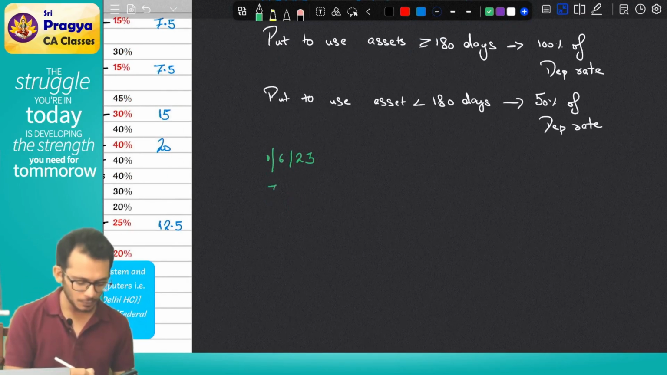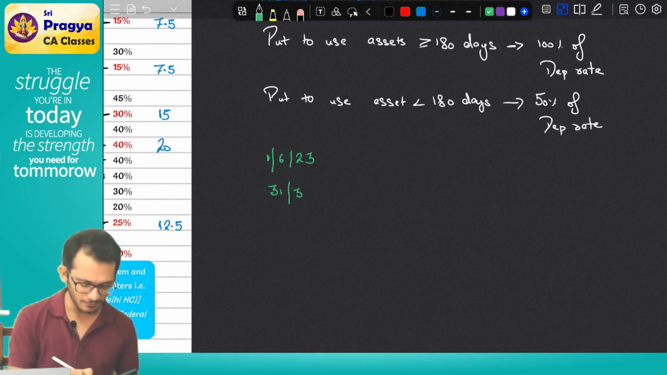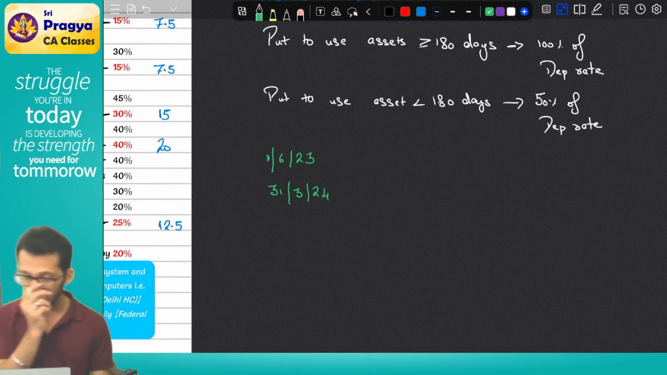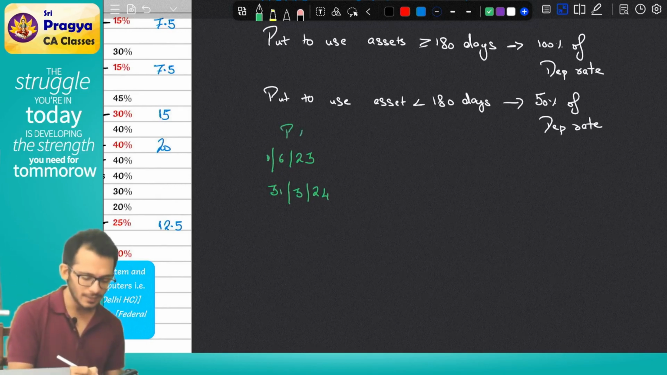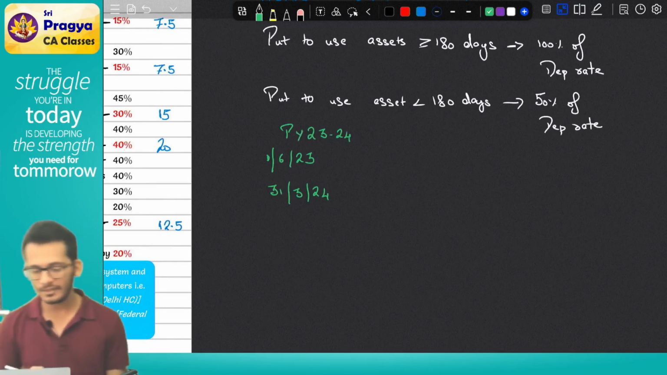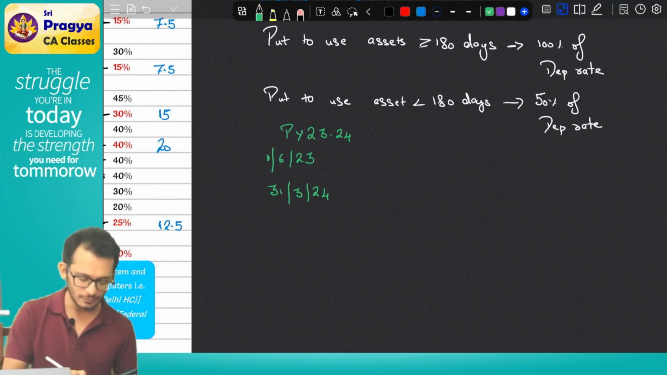Rahul, I bought an asset on 1st June 23. Unfortunately, I did not put the asset to use till 31st March 24. In previous year 23-24, I will get a depreciation of 0. Why, Rahul, 0? Because the asset is not put to use.